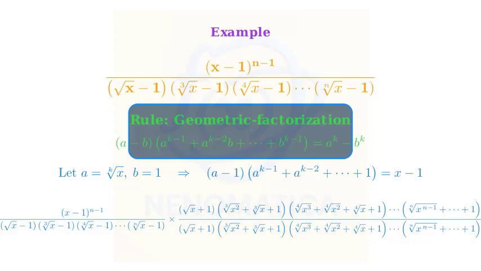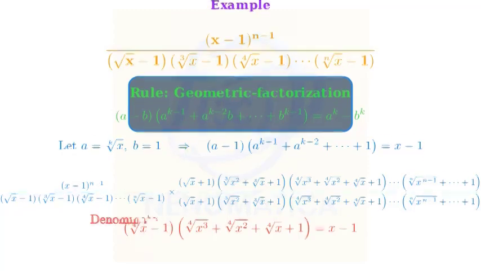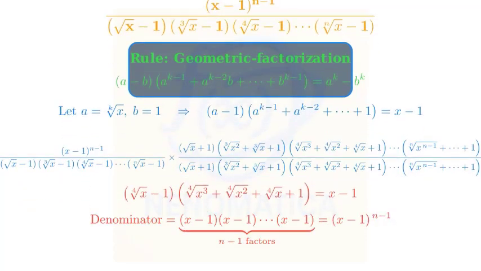Watch the denominator. Each pair, the square root factor times its sum, equals x minus 1. The cube root pair also becomes x minus 1, and so on up to the nth root pair. Therefore, the whole denominator equals open parenthesis x minus 1 close parenthesis to the power n minus 1. After distributing those products, the whole fraction becomes numerator equals x minus 1 to the n minus 1 times the product of sums, and the denominator equals x minus 1 to the n minus 1.